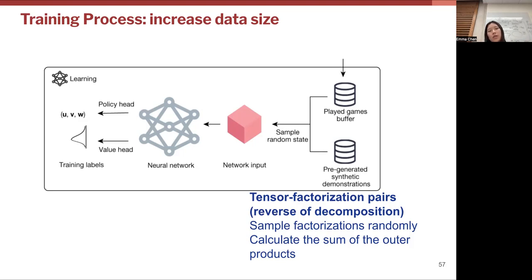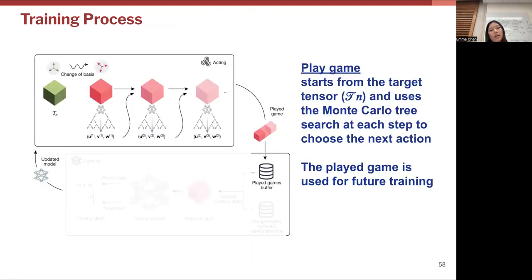So once the neural network learns from this data, it's going to update the model, and then we can start playing the game. The way it works is the game is going to start from the target 3D matrix we want to decompose. At every step, I'm going to use a Monte Carlo tree search to find the next action to take for each step.